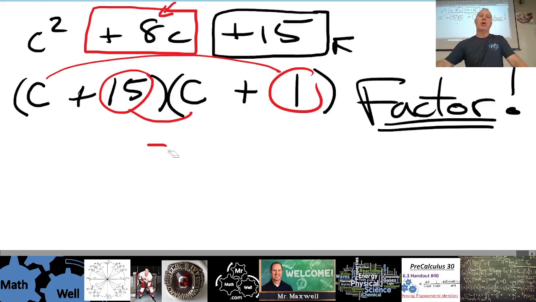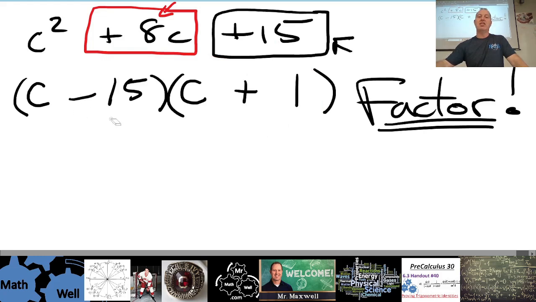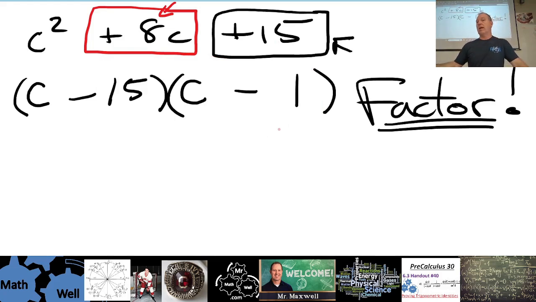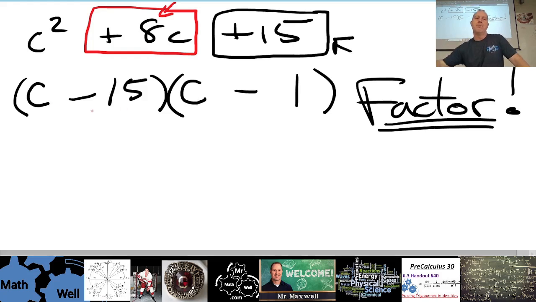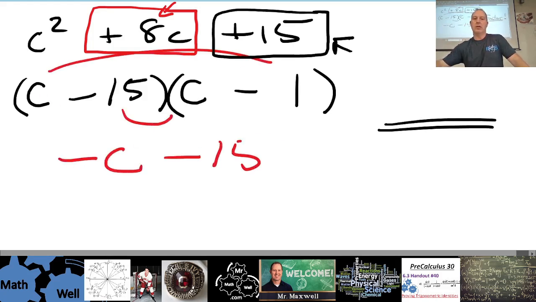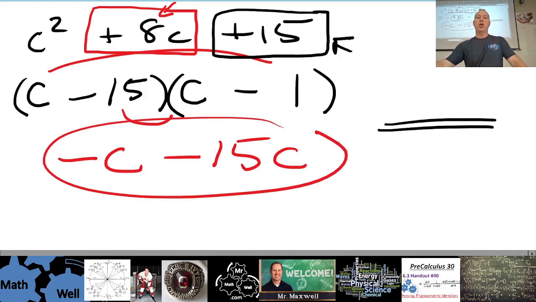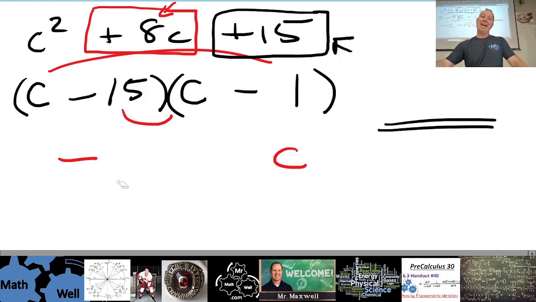So now you go, okay, I know what else gives me positive 15. That's easy. Negative 15 and negative 1. Because that's true, isn't it? Negative 15 times negative 1 gives you positive 15. And now, with a little mental math and your FOIL method, let's go c times negative 1 and negative 15 times c. Does that give me positive 8c when I combine these two? No. So again, this combination of numbers is incorrect.